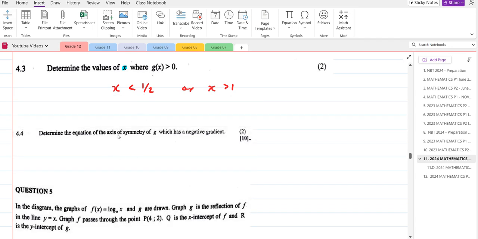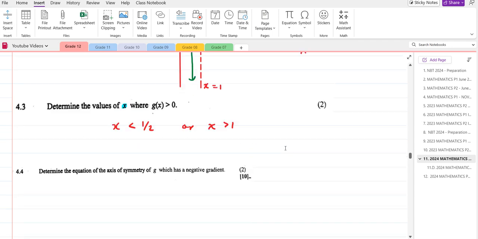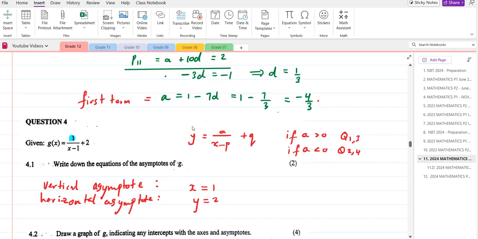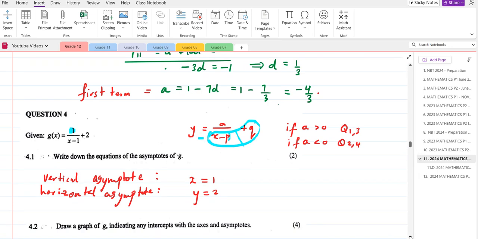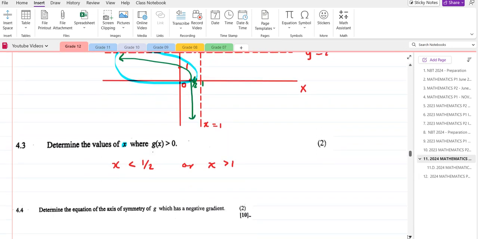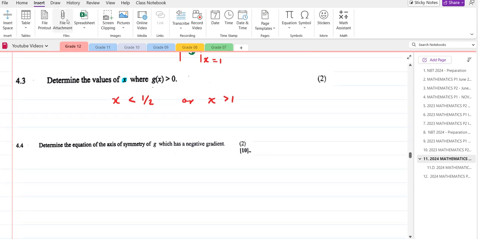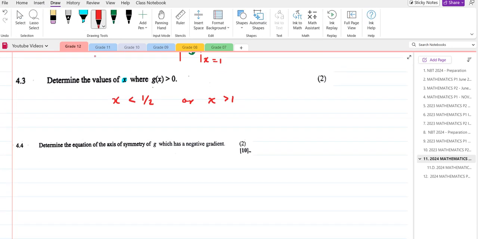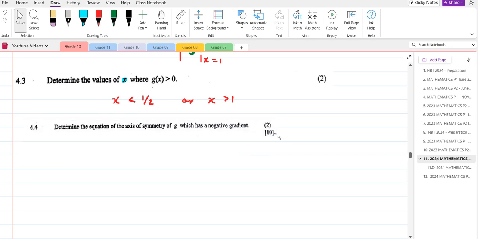Determine the equation of the axis of symmetry which has a negative gradient. Right, negative gradient is, see this is the equation. Negative gradient is when you do this. Right, so if you just add up all this, you get a positive gradient. Negative gradient is only negative in the denominator. Right, so we're going to look at this function 1 over, so we know we have g of x. Right, so negative gradient is the 1 with the g of x.